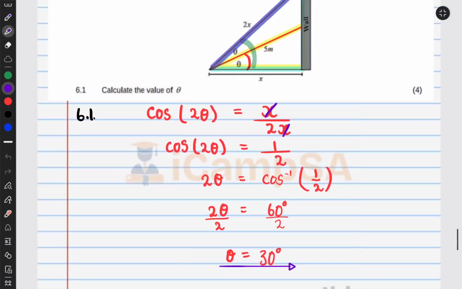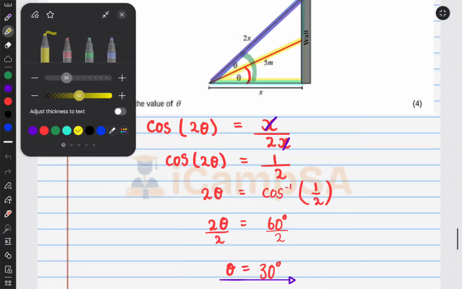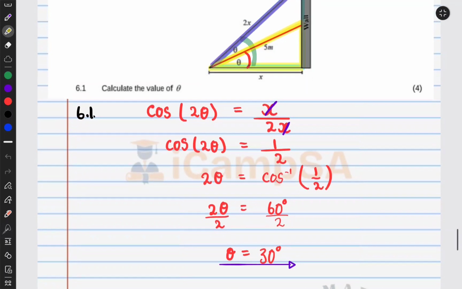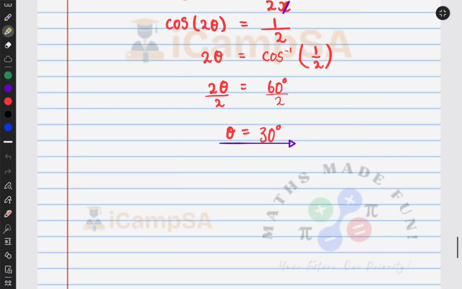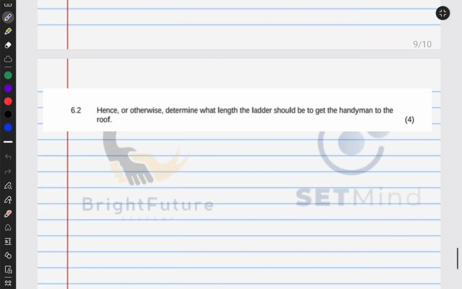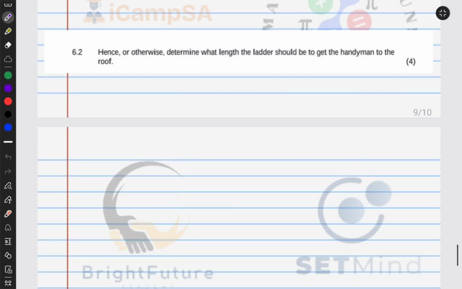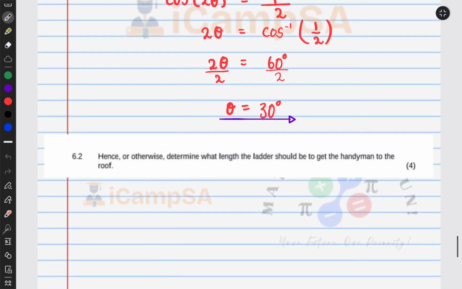So let's start by calculating x. We have 30 degrees theta, 5 meters. We can now use that triangle, this one. You remember this triangle? We can use that one to calculate this side x. So, this is going to be 6.2, let's take it here. For 6.2, we are looking for the length of the ladder.